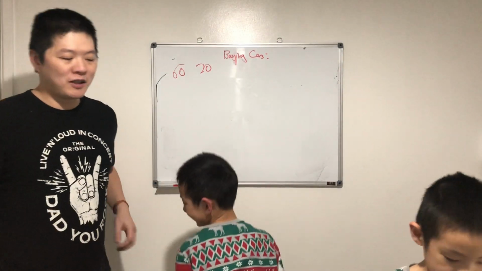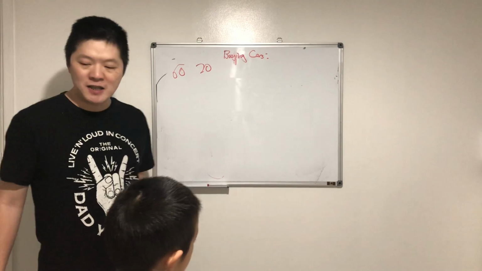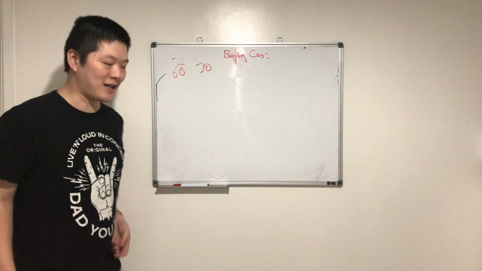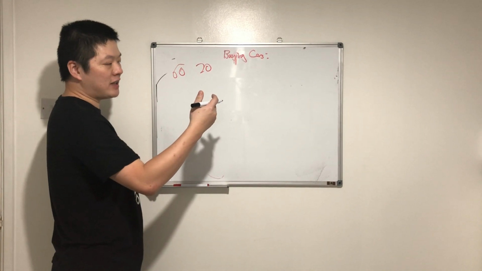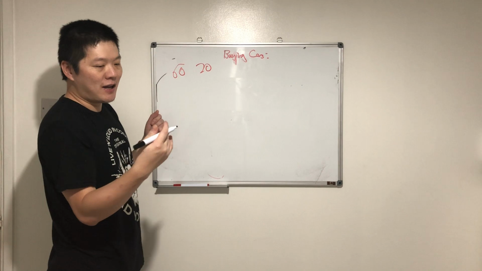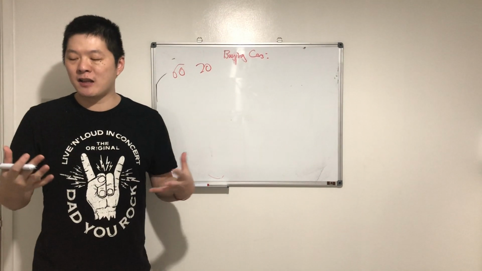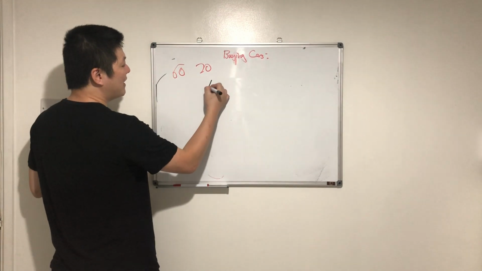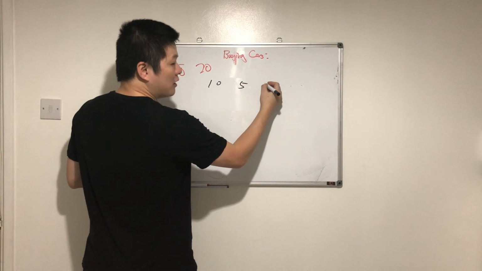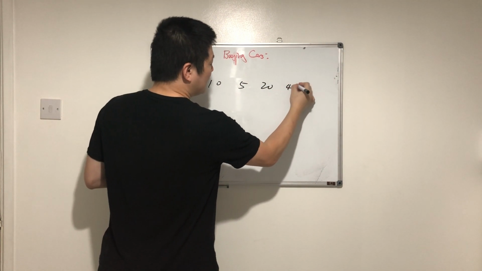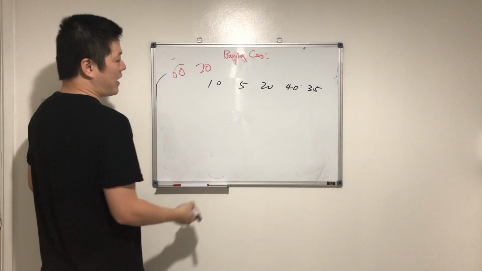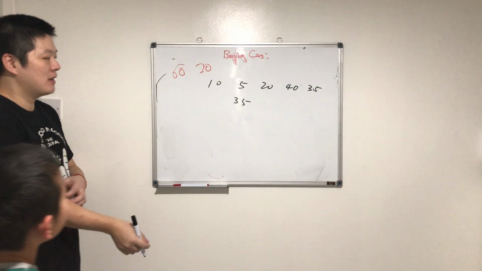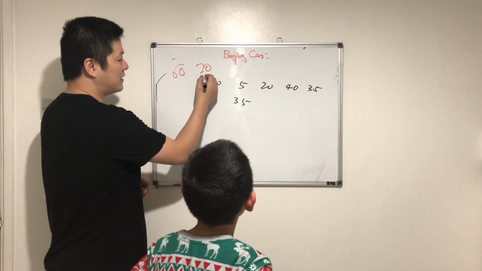So today we are going to talk about an easy, simple mathematics problem, which is called buying cars. If we have a list of prices for each car and a budget, let's calculate the maximum number of cars we can get. For example, 10, 5, 20, 40, 35, and our budget is 35. So how many cars can we get? This is the list of prices.